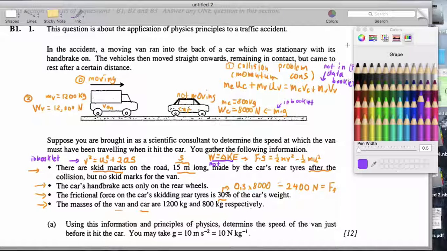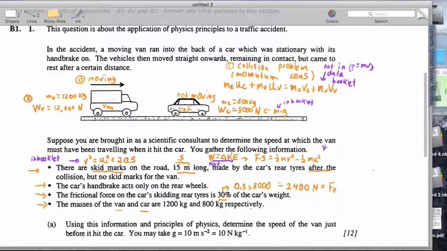I'll tell you what is in the booklet, though. They tell you that work is F times delta x, and they tell you that kinetic energy is 1/2 mv squared. Those are in the data booklet. But that's about all you're going to get, okay? So this seems to be the information that I have right now.